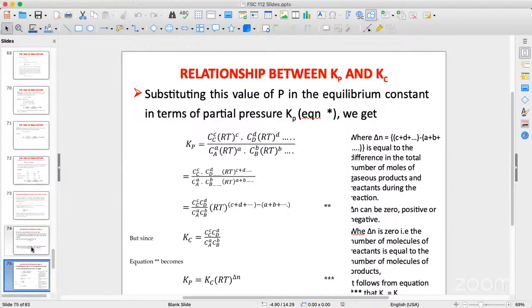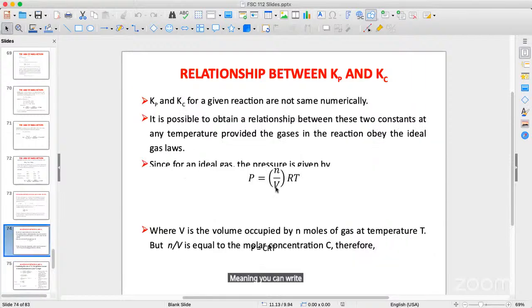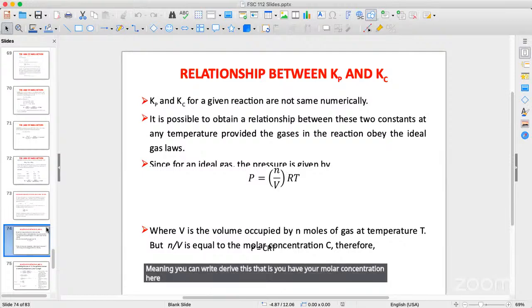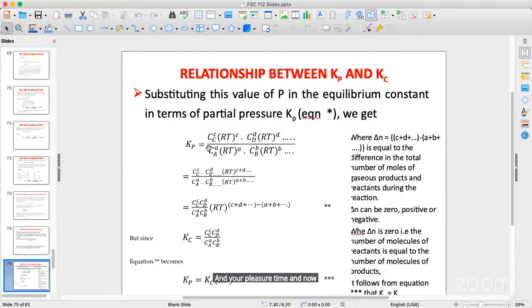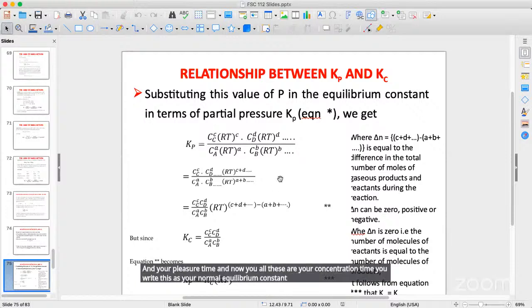Meaning you can rewrite this. That is, you have your molar concentration here, multiplied by RT, so you have your Kp, which is going to be your concentration, because the issue here is the relationship between your concentration terms and your pressure terms. And now all these are your concentration terms. You write this as your normal equilibrium constant. It doesn't matter the number of products or the number of reactants you have. That's why you see the dot there.